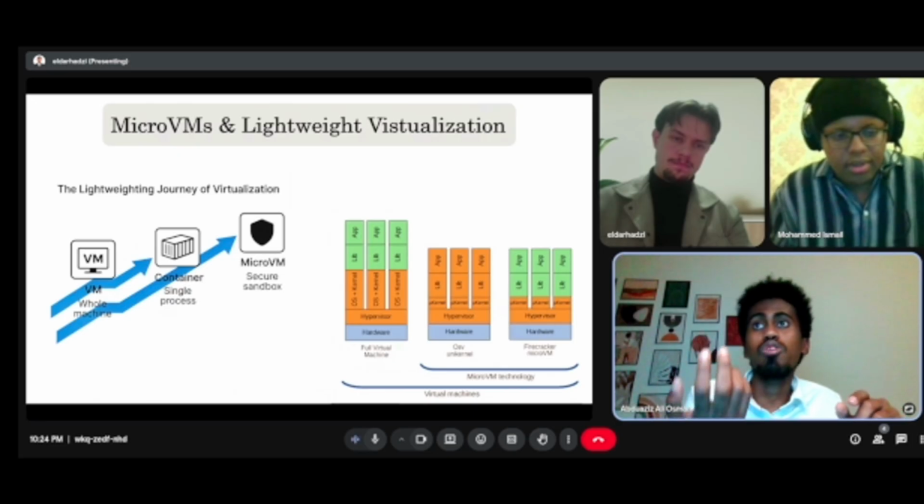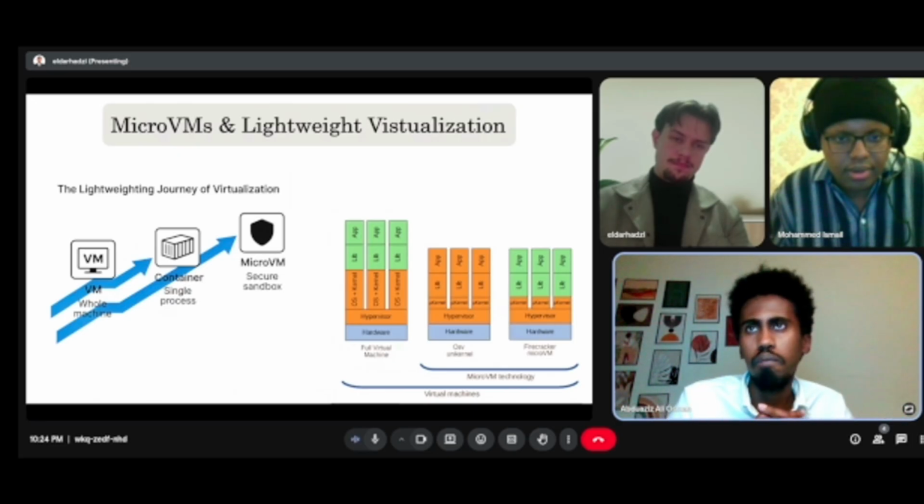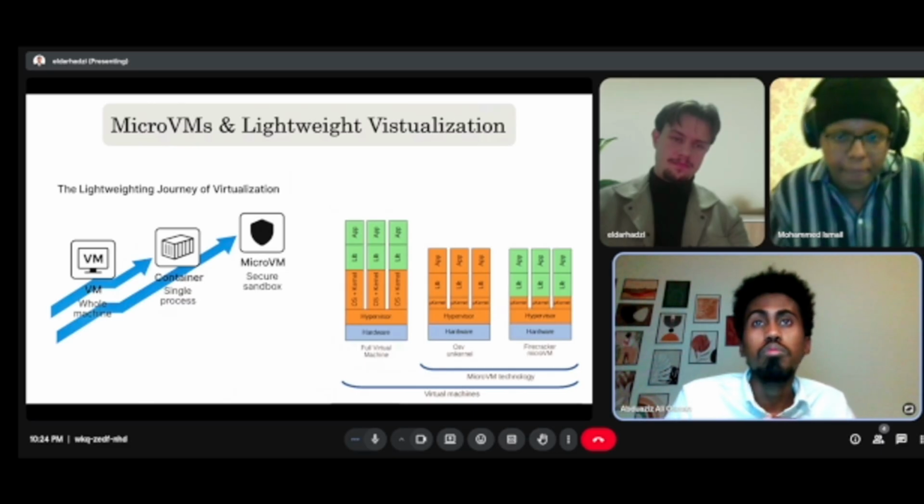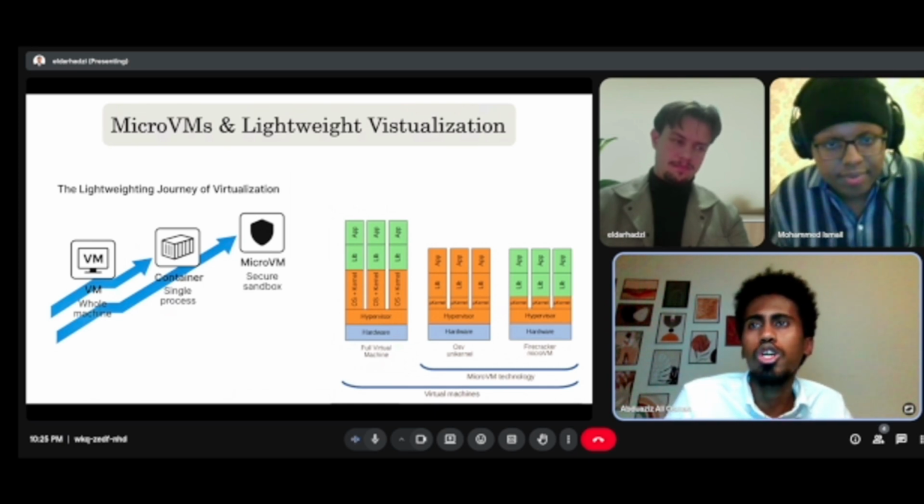So micro VMs and lightweight virtualization is a nice technique that got introduced. They remove unnecessary device emulation, have extremely small memory footprints, and boot almost instantly. Cloud providers use them to run thousands of lightweight functions securely.